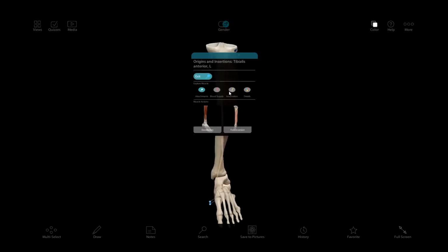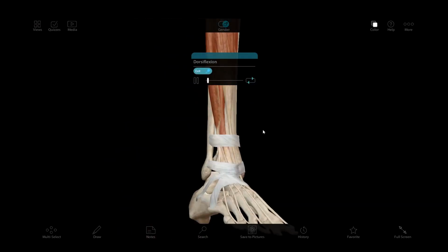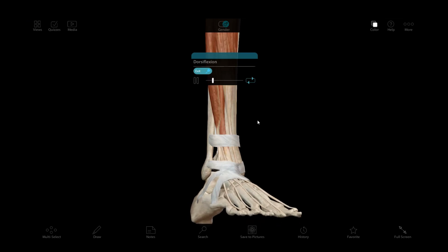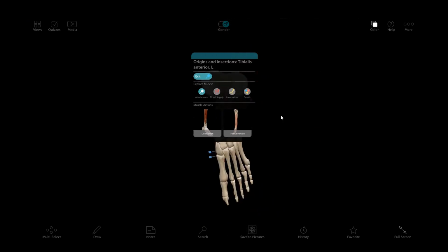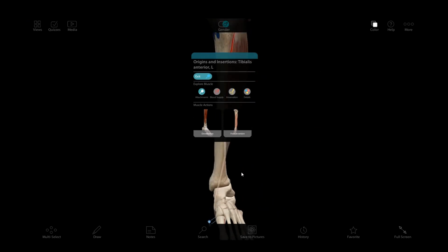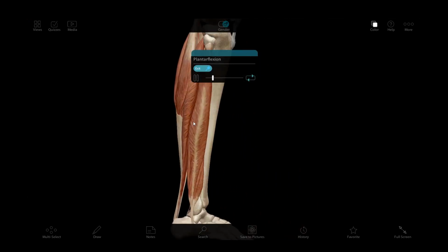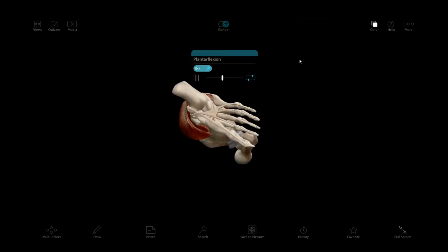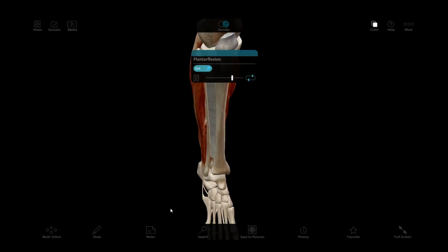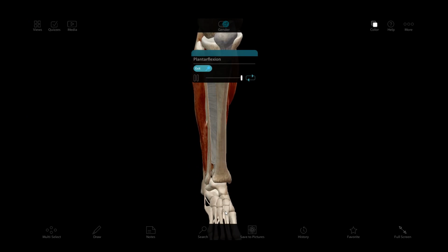Dorsiflexion, which moves above, causes the foot to move up. We use this a lot when we're walking. Now I'm going to show you plantar flexion, which is caused by the muscle gastrocnemius. This is how it does. It goes and moves down to the floor.